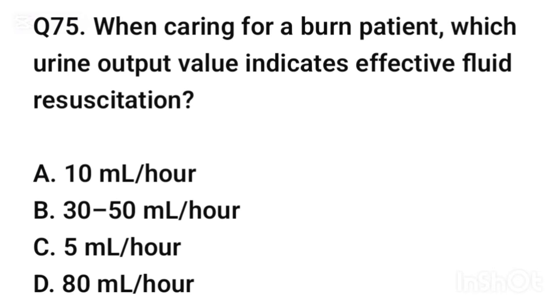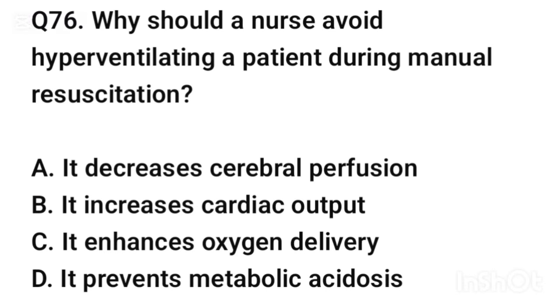Question number 75. When caring for a burn patient, which urine output value indicates effective fluid resuscitation? The correct answer is option B. 30 to 50 milliliters per hour. Question number 76. Why should a nurse avoid hyperventilating a patient during manual resuscitation? The correct answer is option A. It decreases cerebral perfusion.